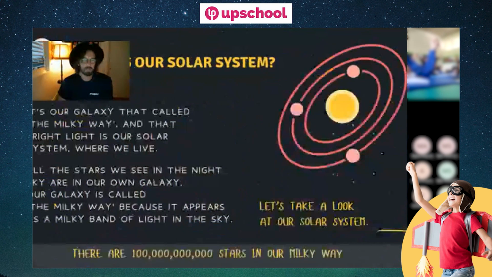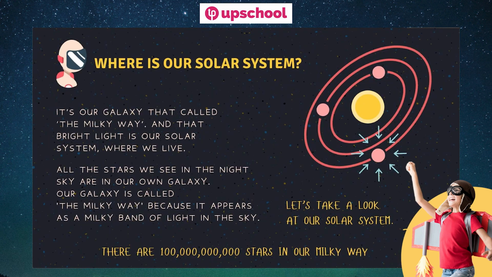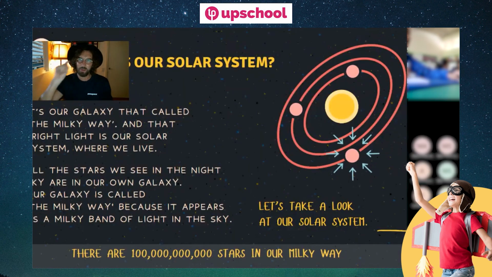Now, from this point onwards, you are going to need to write down some facts. You are going to need to take notes from this point. Everything I'm about to say is going to be included in the quiz at the end. So the first thing is this: where is our solar system? In 1 minute, I'm going to show you the solar system. It's going to blow your mind.